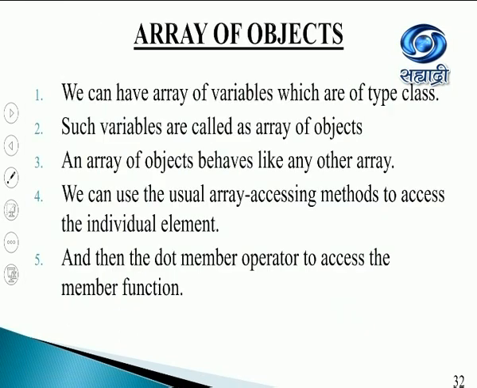Array of objects. We have studied arrays of variables, like 10 integers. Similarly, we can have arrays of variables which are of the type class. These are called arrays of objects. They behave similar to any other arrays in C++, and to access these arrays, the method remains the same. So we can use the index of that particular element to access that particular element or function also.